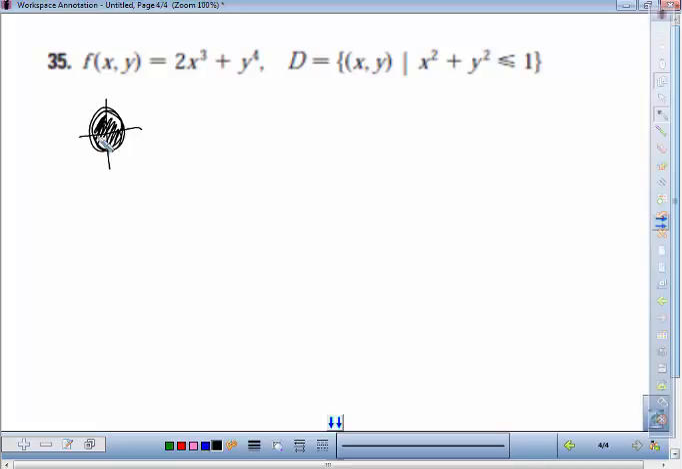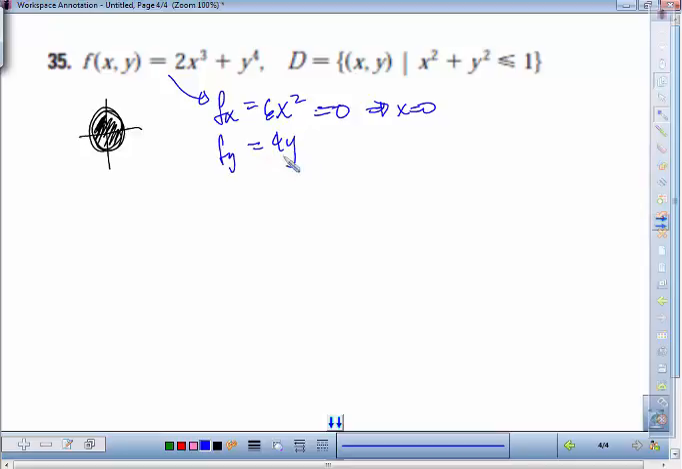Okay, for now we're just looking at this disk, and then this is our function. And so the first thing, remember, is to find the critical points and to see if there's any critical points within this region. So let's find the critical points by taking the partials. fx is 6x squared. We're going to set that equal to 0, so x is equal to 0. And then fy is 4y to the third equal to 0, which is y is equal to 0. So we got our critical point right smack in the middle of our disk. And we might as well put it in now.